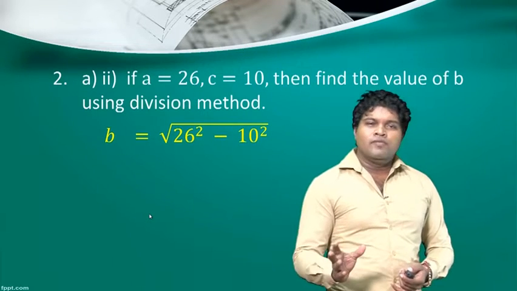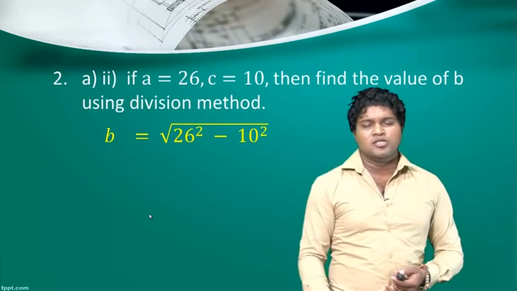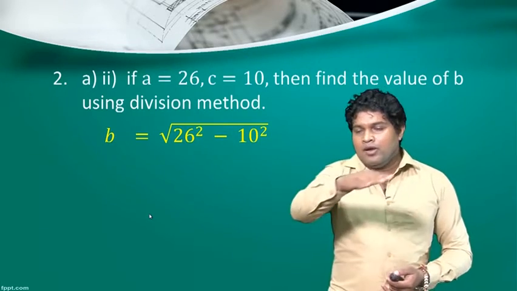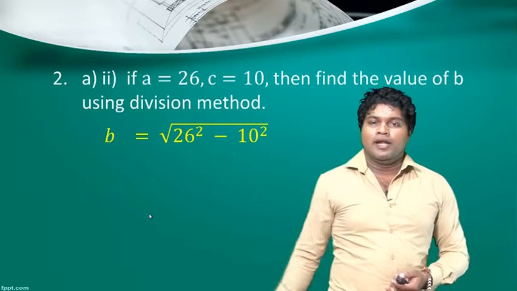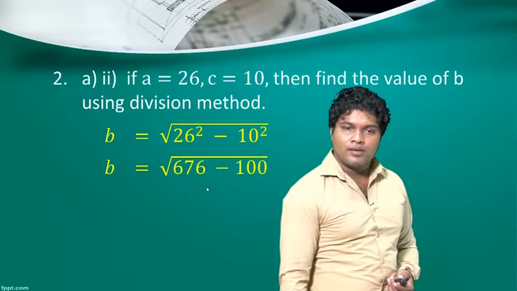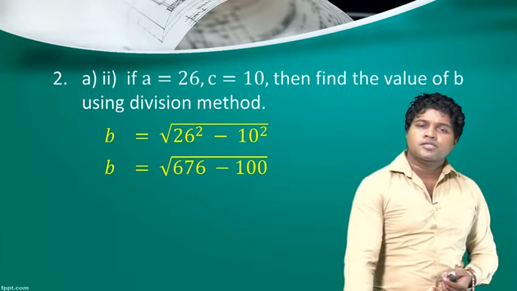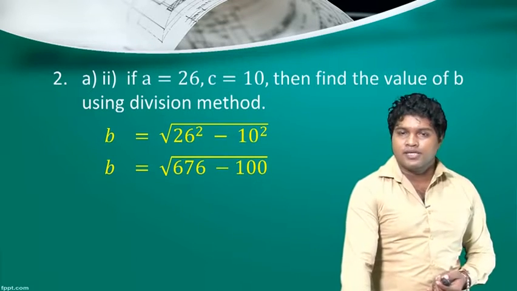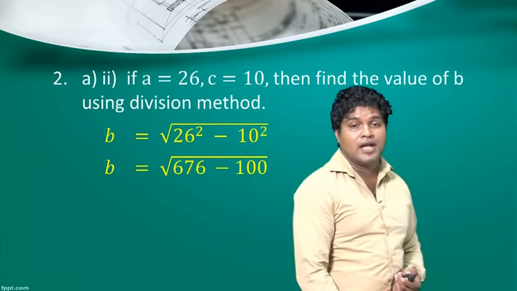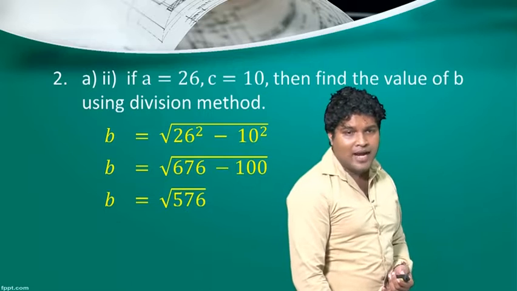Don't get upset when you see the term division method or rounding to the nearest 2 decimal places. Don't worry about that. First, do the first step, then follow the process. Then B equals the square root of 26 squared minus 10 squared. Anybody can say 26 squared: multiply 26 times 26, which is 676. And 10 squared is 100. When you subtract 100 from 676, you get 576, and the square root of that is B.